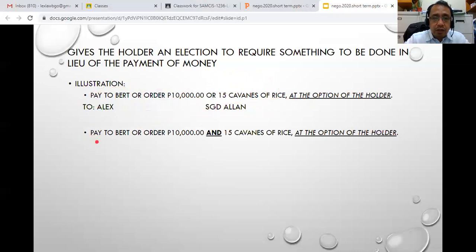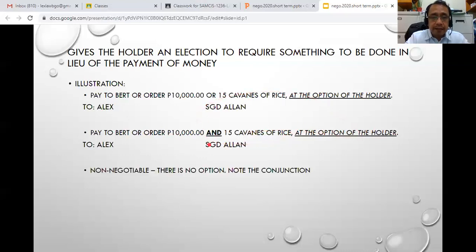How about if this is the situation? Pay to Bert or order 10,000 pesos and 15 cavans of rice at the option of the holder, to Alex, signed Alan. If you notice, what is the only difference? Just the conjunction. The first one is or, this one is and. Negotiable or non-negotiable? In this case, it is non-negotiable, because even if there is this phrase at the option of the holder, it is not really an option, because the conjunction used is and. So the holder here has no choice but to ask for the delivery of 10,000 and at the same time, 15 cavans of rice.